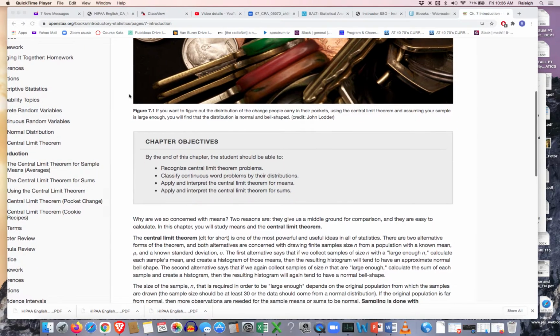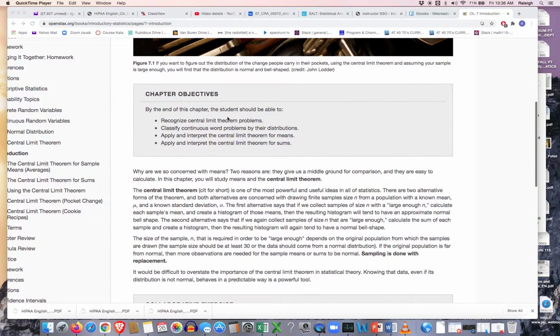They talk about the central limit theorem. It's one of the most powerful and useful tools and ideas in all statistics. And they mentioned there's a couple of alternative forms. I'm not too worried about that. Both alternatives are concerned with drawing finite samples of size n, typically 30 or more, from a population with a known mean and a known standard deviation.